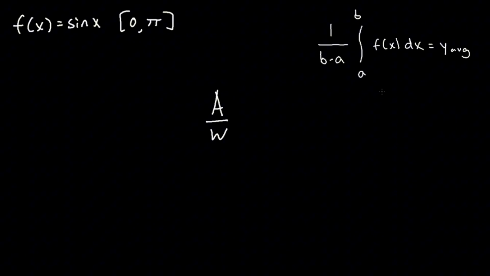Area can be calculated with the integral of your function, and width can be calculated by just subtracting b minus a. So you don't have to memorize the entire thing. You can just memorize area over width and then take that as you will. But let's go ahead and calculate the integral for this first.